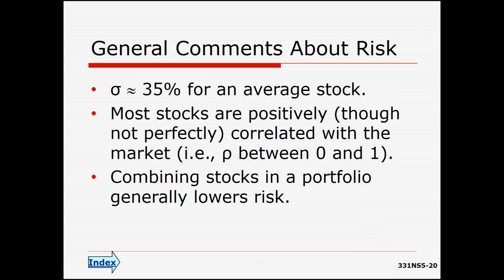Correlation is a binary metric, meaning in this case it measures how the returns on two assets move together or not. Perfect correlation, rho equal to 1, means the returns move exactly together. The correlation between most stocks in our markets is about 35%. That means combining stocks in a portfolio generally reduces risk.